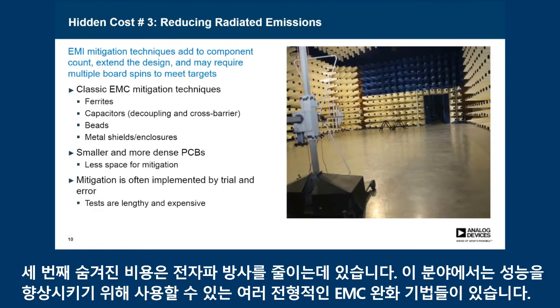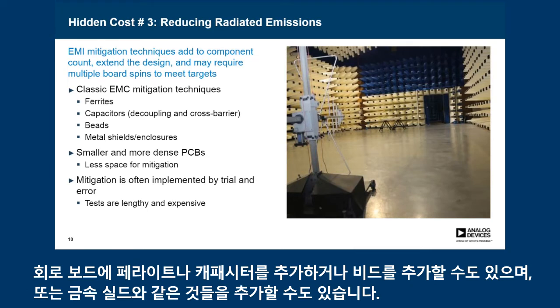Okay, a third hidden cost would be reducing radiated emissions. There are a number of classic EMC mitigation techniques that can be used to help improve performance in this area. You can add ferrites and capacitors onto the circuit board. There are beads that can be added, and you can even add metal shields and things like that.